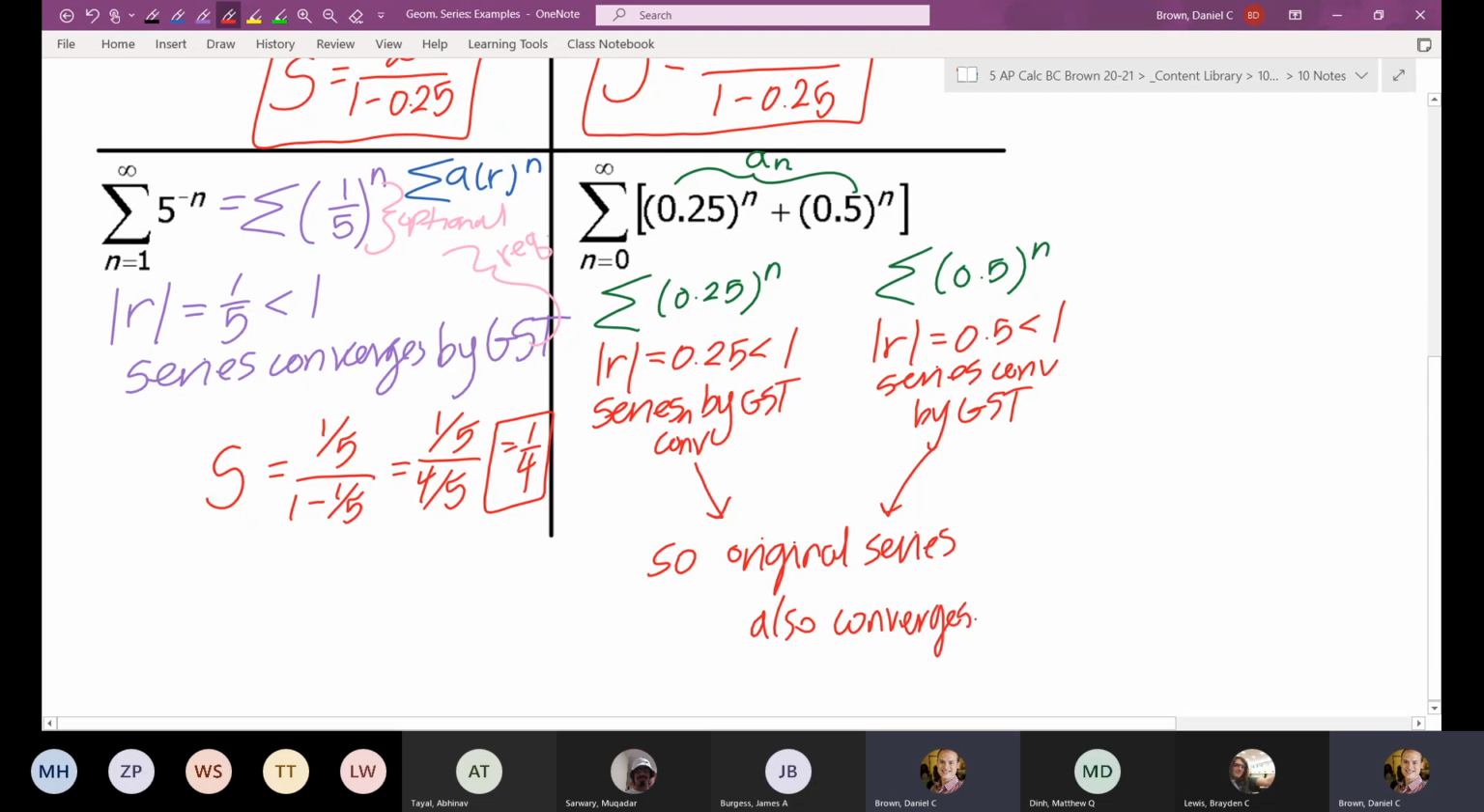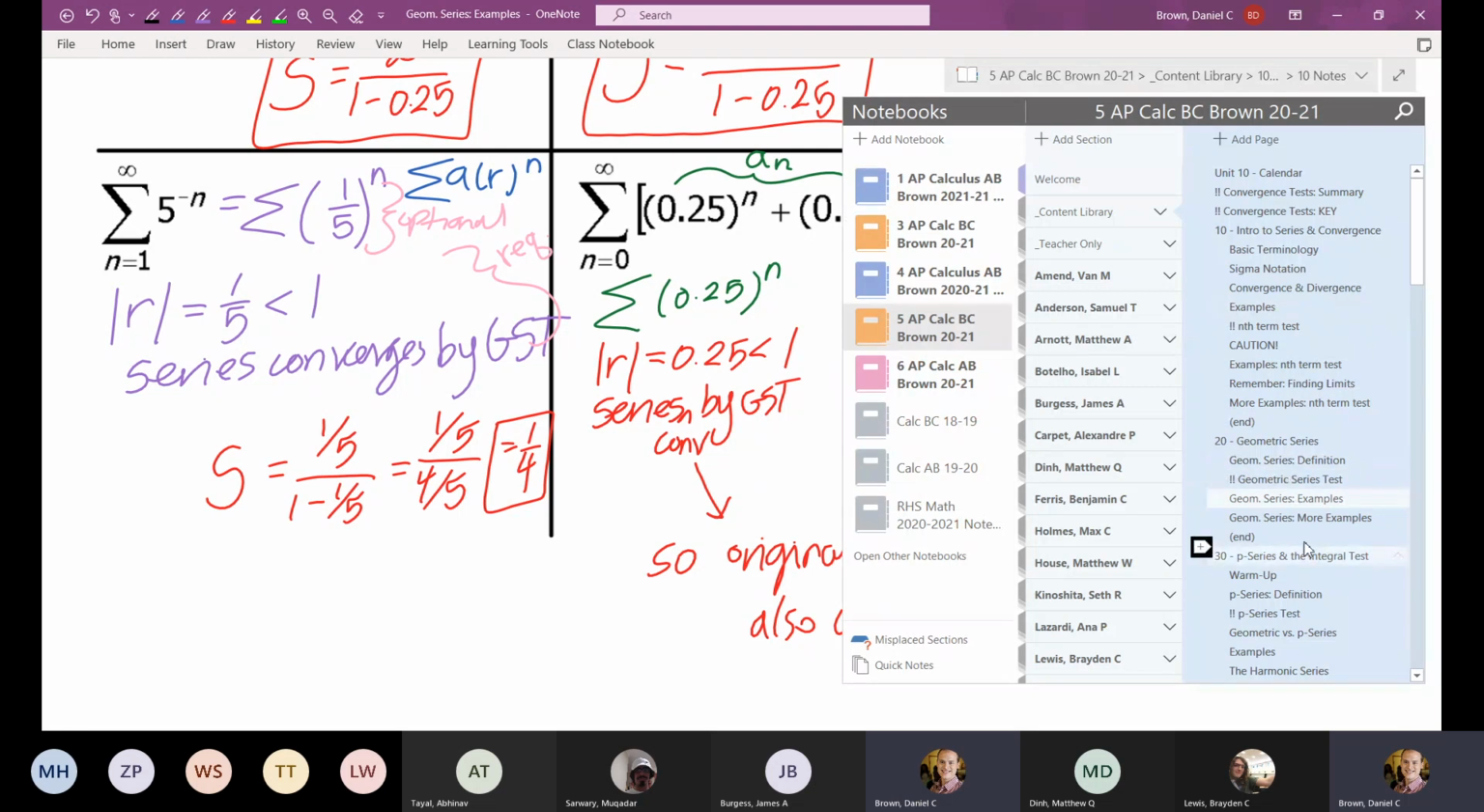What would your answer be maybe if one converged and the other one diverged? What would it do? If one converged and the other one diverged? Diverge. You can't have one part diverging and expect it to converge eventually. So if both converge, then the whole series is going to converge. If one, or of course both, diverge, then the original series would diverge.